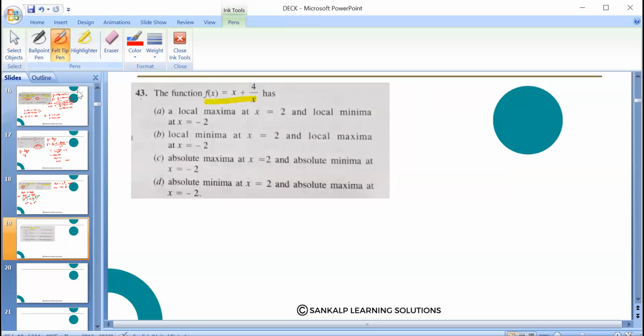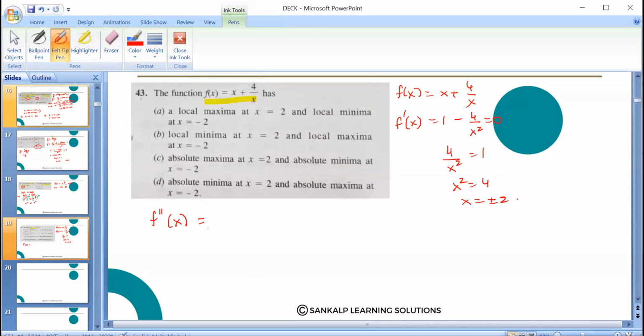F of x is x plus 4 by x, local maxima and local minima. So f of x is x plus 4 by x. F dash x is 1 minus 4 by x square, set it equal to 0. 4 by x square equal to 1, x square is 4, x is plus or minus 2. Find f double dash x. So 8 by x cube. F double dash x is 8 by x cube.